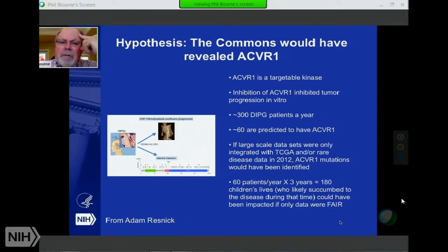Now, what that means is there are about 300 of these patients a year. 60 are predicted to have this mutation. And so if this large-scale data set was available and it was integrated more with TCGA and so on, TCGA being the Cancer Genome Atlas, it would have been identified potentially much earlier.